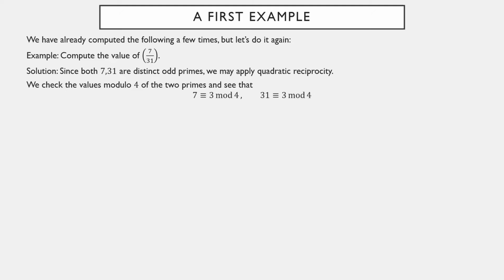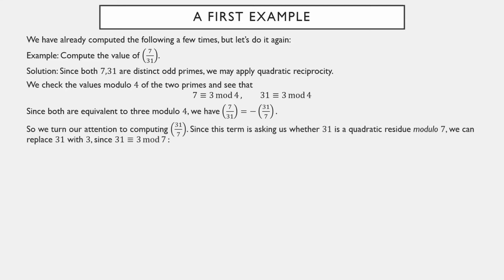7 and 31 are both equivalent to 3 modulo 4. So if both primes are equivalent to 3 mod 4, the two Legendre symbols are opposites of one another. So instead of computing the Legendre symbol 7 by 31, we're going to compute the Legendre symbol 31 by 7, and then multiply that by -1.